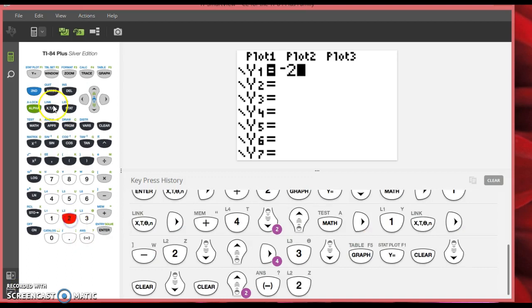Negative 2x plus 5. Okay, type in that function, y equals negative 2x plus 5.